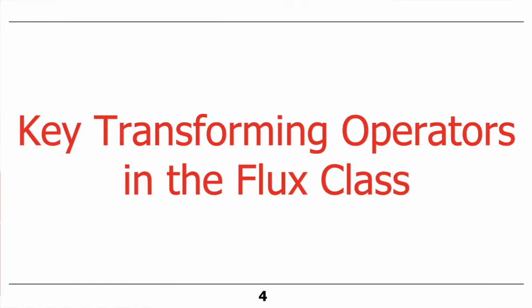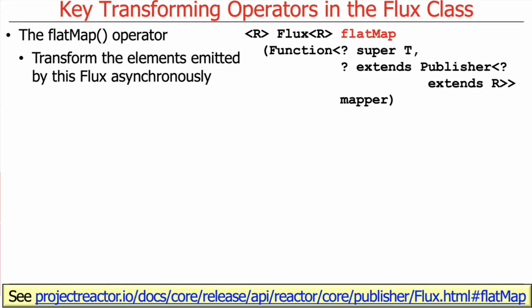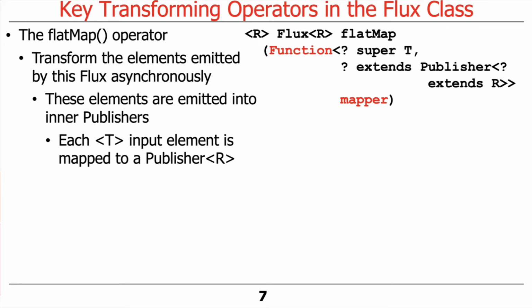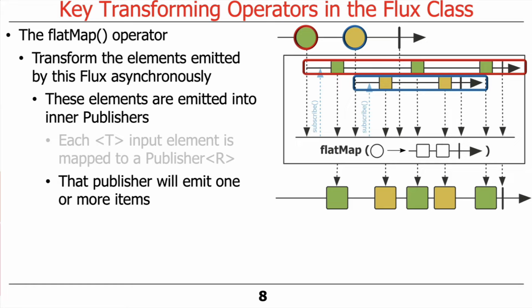It's super duper cool. So the flatMap operator transforms the elements that are emitted by the flux asynchronously. If you recall the map operator, it transformed things synchronously. And the elements are emitted into something called inner publishers, which sounds a little bit mysterious, and it's actually really super cool. Basically, each input element, T, is mapped to a publisher, R. So you can change the types if you so choose. That publisher will emit one or more items.